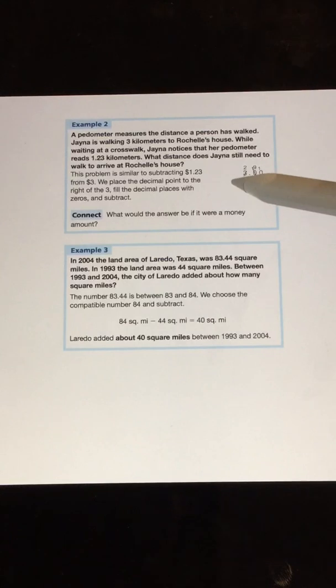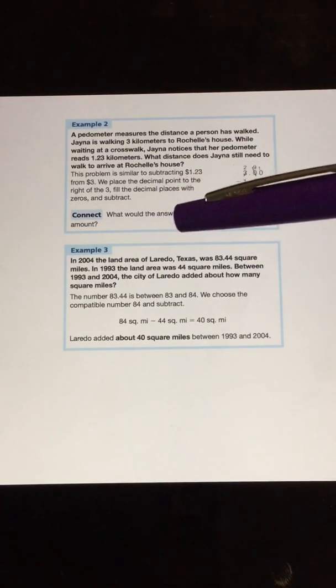10 subtract 3 is 7. 9 subtract 2 is 7. And 2 subtract 1 is 1. Bring down my decimal. I have 1 and 77 hundredths. What would my answer be if it were a money amount? Well, guess what? Hundredths is money, right? Cents. So I would have put my dollar sign there, and I would have 1 dollar and 77 cents, correct? Here, I'll put a dollar sign there.